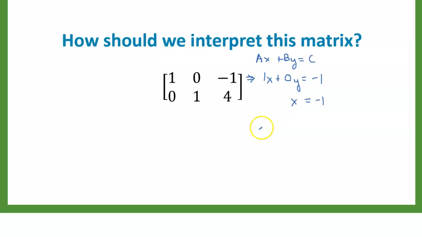Similarly, on the second one, we have 0x plus 1y equals 4. This again becomes 0. This simplifies to y, and we have y equals 4. So this is a solution matrix. This is telling us the value of our solution. This is x equals -1, y equals 4. Or we often write that as a coordinate pair. -1, 4 is our solution.